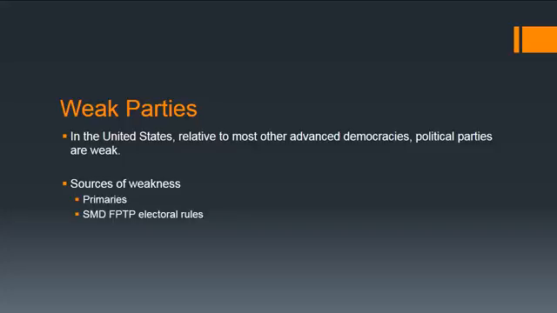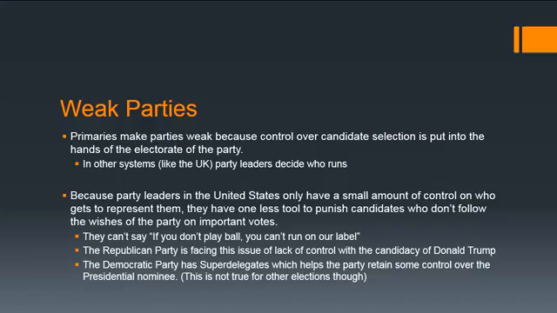What are the sources of this weakness in the United States? Well, the sources are institutional. They are the rules that are in play. In particular, the fact that primaries get to decide which candidates run, not the party, and the electoral rules. In this case, single-member district, first past the post, or SMDFPTP, electoral rules, which dictate that individuals have to run in districts, and parties have to run a series of districts rather than running nationally. And we'll see that this makes the parties a little bit weaker. Now, primaries make parties weak because the control over candidate selection is put into the hands of the electorate of that party, typically, not the party leadership.